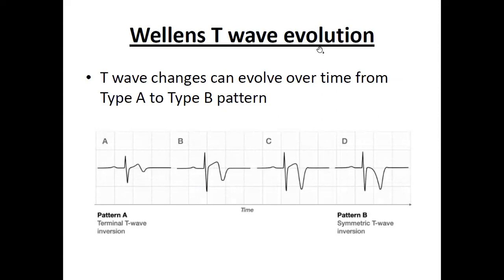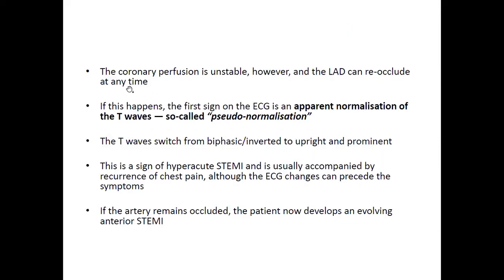You can see Wellens T wave evolution, that is, T wave changes can go from type A to type B pattern. You can see here a biphasic T wave, then more T wave inversion, the inversion increases, and then there is a symmetric T wave inversion, that is the type B pattern. So the coronary perfusion is generally unstable in Wellens syndrome, and the left anterior descending artery can reocclude at any time.